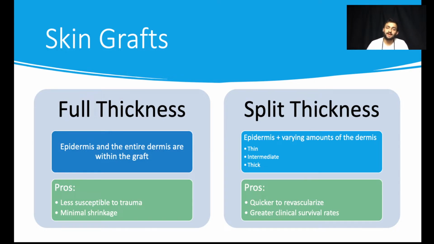But now when we think about a split thickness graft, we still get the entire epidermis, but we get varying amounts of the dermis. We have 3 different types, depending on how much of the dermis you take with it. We have thin, intermediate, and thick. And the pros of these are that they're actually quicker to revascularize. And in addition to that, they have a greater clinical survival rate. So there are definitely indications for either one.